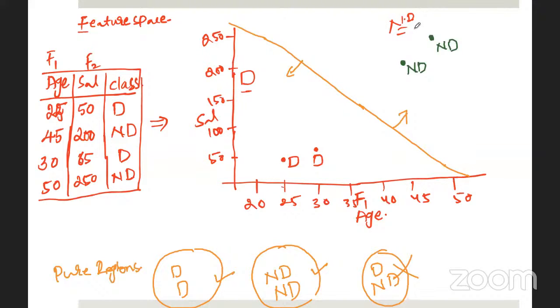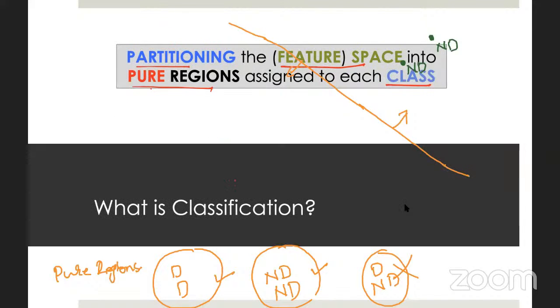Right. Now let us revisit the definition of the classification. The classification definition is: partition the feature space, the space created by these two features, such that the pure regions are created and assigned to each class. So that is the definition of the classification. Let me go back to the earlier slide and let me know whether the definition makes sense to you or not.